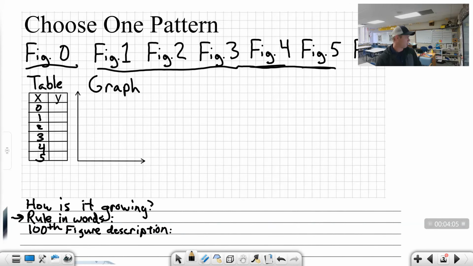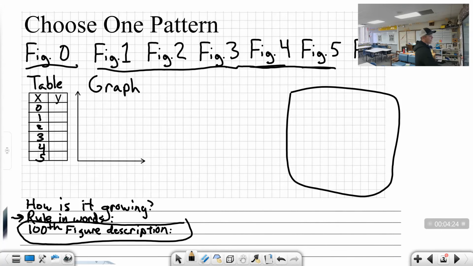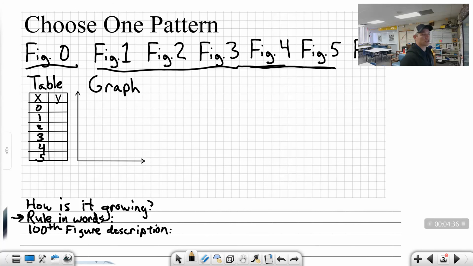That is completely acceptable. Then, once you know how the rule is working, how it is growing, I need you to come up with the 100th figure. You're going to use all this information, and maybe you draw the 100th figure, a general diagram. Maybe you do the 100th figure in a description, in words. This part would have this many tiles. This part would have this many tiles. This part would have this many tiles. That's up to you.